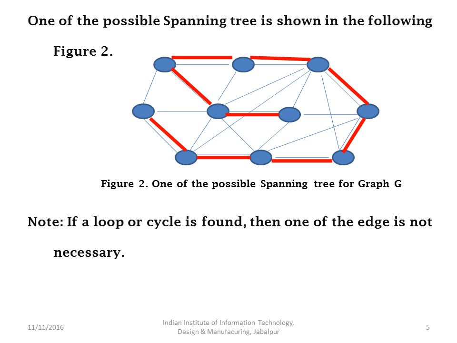There are a number of spanning trees that are possible. So it is one of the possible spanning trees for the given graph shown in figure 1. An important point here is that if a loop is found, we can omit one edge. It means that one of the edges is not necessary in that case.